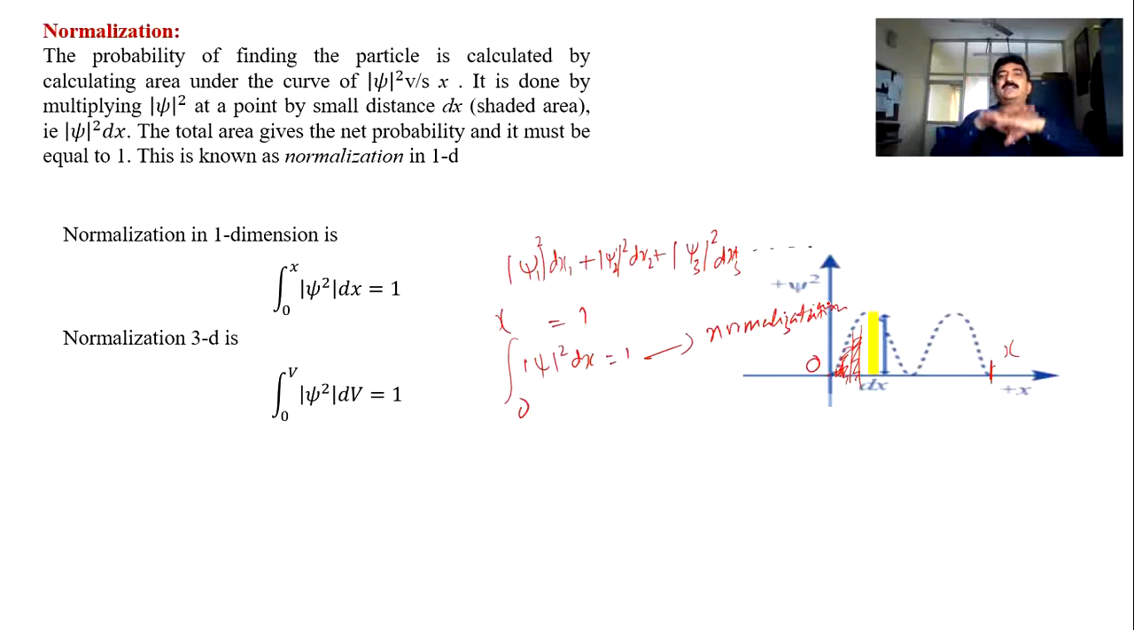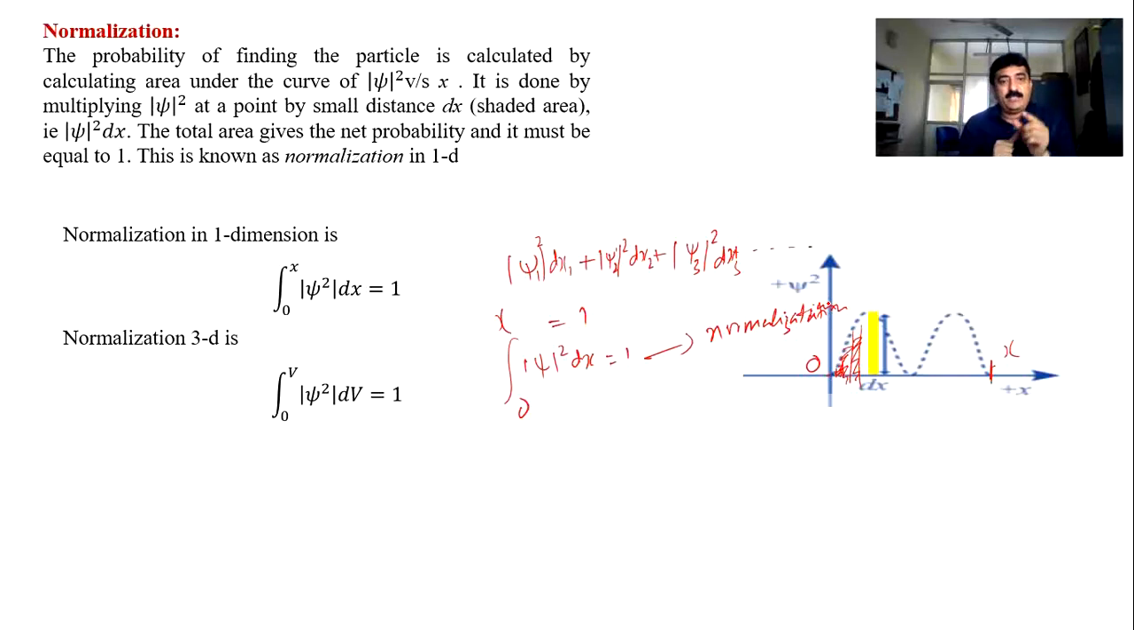If you total it over volume, because a particle not necessarily travels along the x-axis, it can travel along the y-axis also, it can travel in space also. Therefore, when it comes to three-dimensional integration, it is dv, not dx. Dx means length, ds means surface area, dv means volume. So this is normalization in three dimensions.